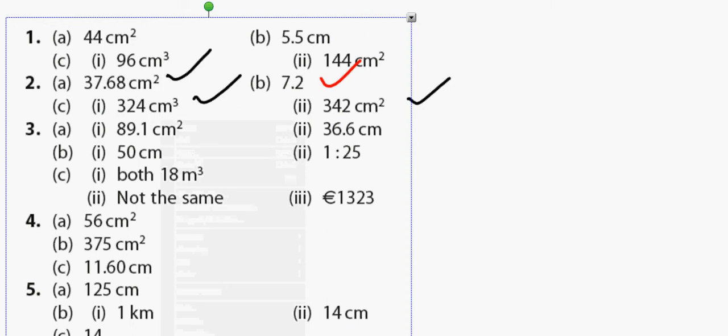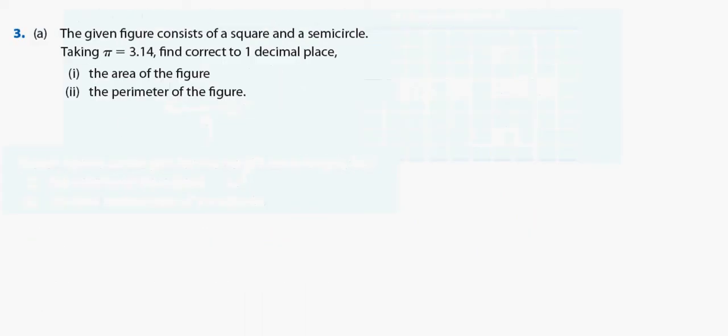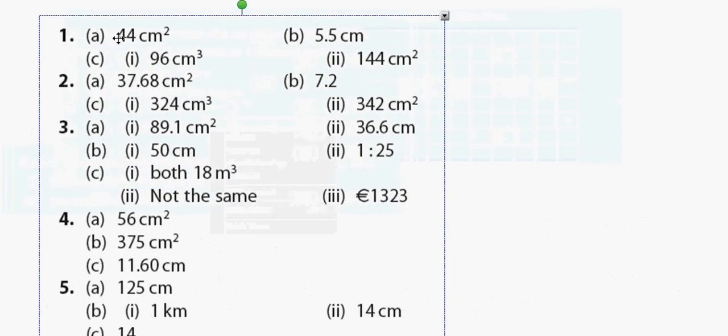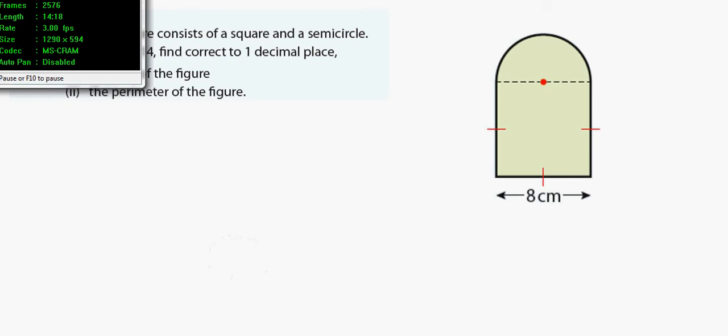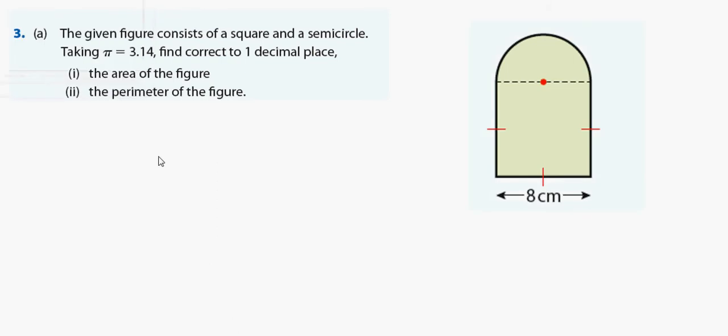Question 3 now. Okay, given the following figure consists of a square and a semicircle, taking pi as given, find the area of the figure and the perimeter of the figure. So this one here we need the area of the figure. We have two shapes here: a semicircle and a square.